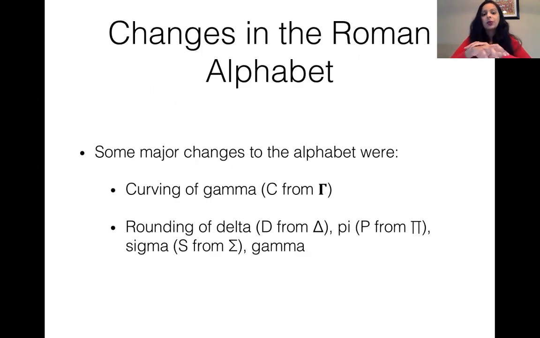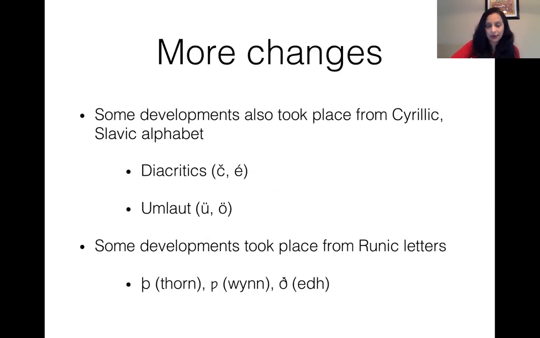Some of the major changes was the curving. So the gamma curved into more of a C shape, like that curvature kind of happened from the Greek to the Roman alphabet. And then there was a rounding of the delta. So the triangle, right, which was the D, became more of a D like that. So it became more of a rounding. Pi, again, P from pi, S from sigma, etc. So there was a lot of changes with respect to curvature between the Greek alphabet and the Roman alphabet.